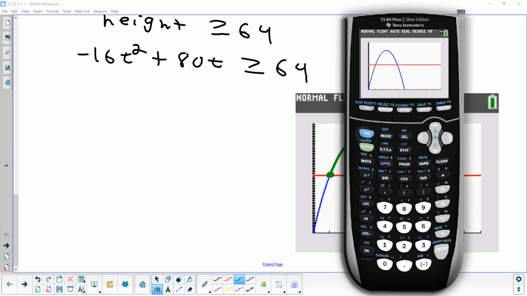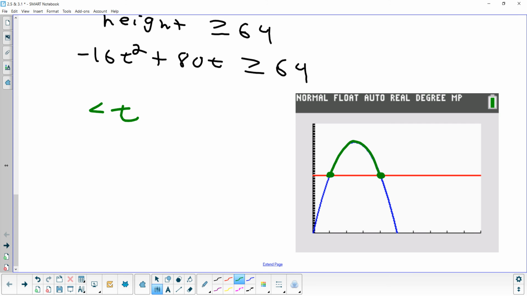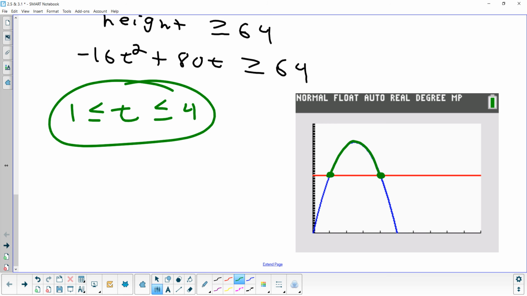So let's do second, calc, intersect, blue, red, and I'm going to do the one on the left first. That should be close enough. It says x equals 1. And the other intersection point, you can check it, but it does come out to 4. So that means between 1 second and 4 seconds, this object will be above 64 feet. Before 1 second, it's still on its way up. After 4 seconds, it's already come back down below 64. And that's one way you can solve an inequality using the calculator.